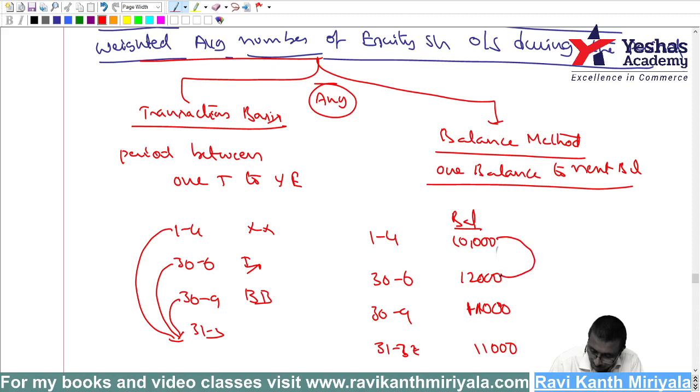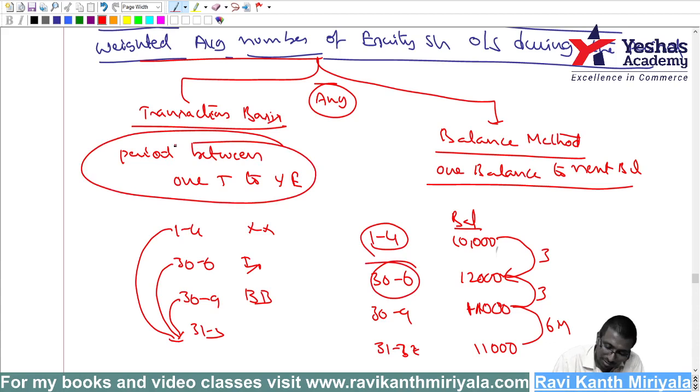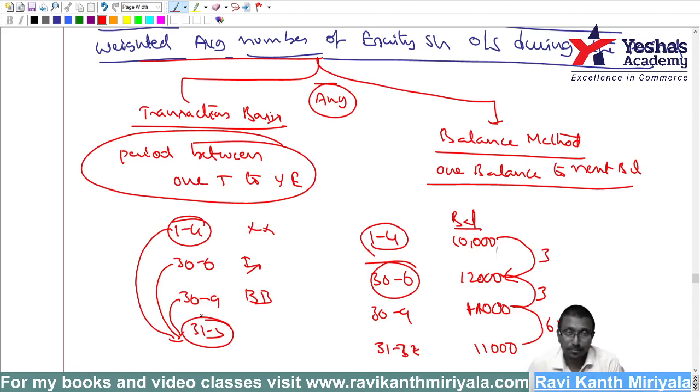Now, 10,000 was there for 3 months, 12,000 was there for 3 months, 11,000 was there for 6 months. Just observe here, one balance to another balance will be calculated. If it is the transaction method, we calculate from the date of transaction to the balance sheet date. Whichever method you follow, you will get the same answer.